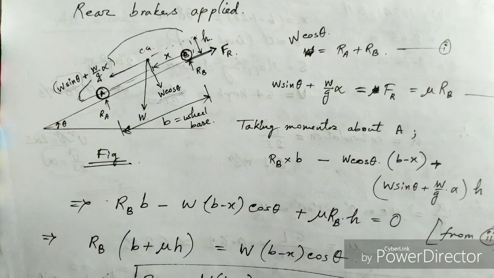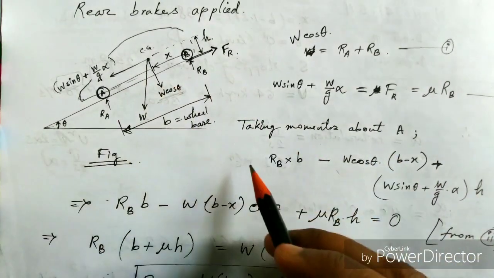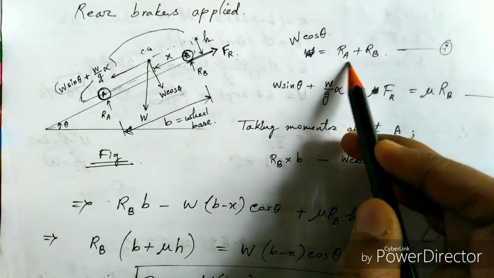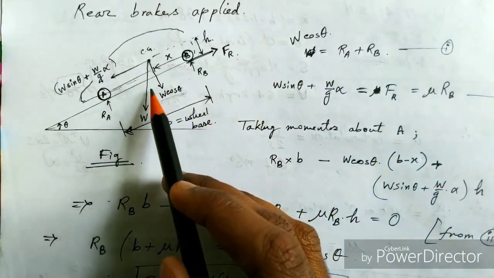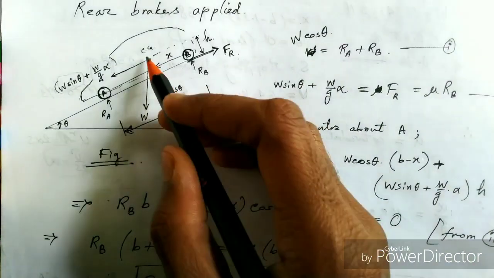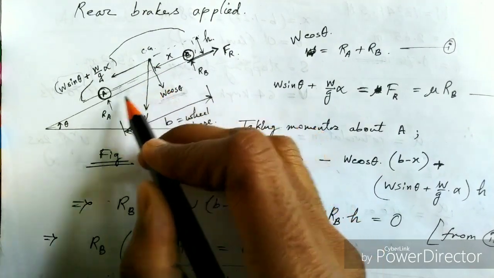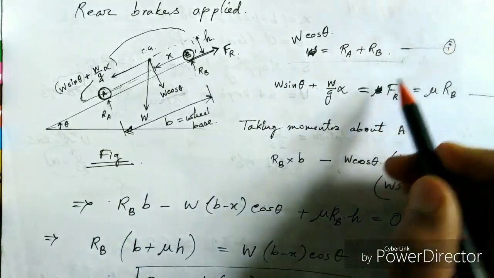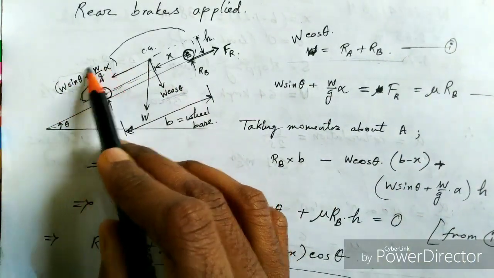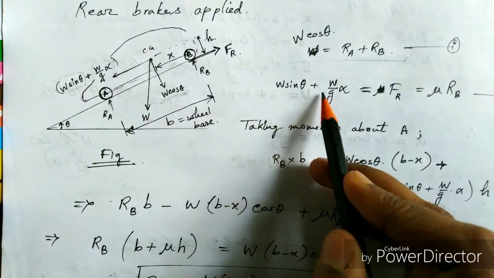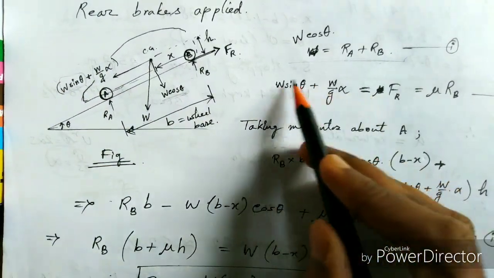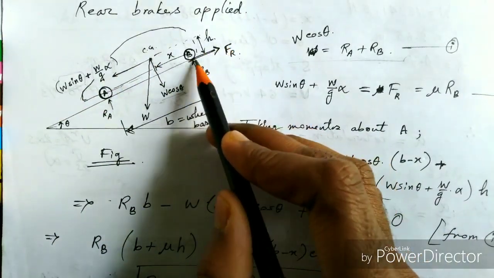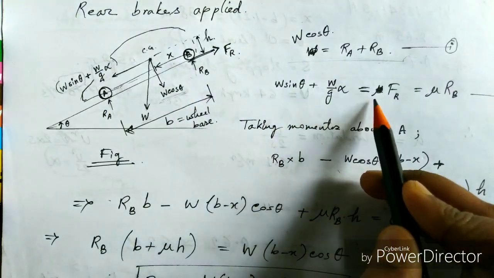Okay, now let us see what equations we can form from this figure. The first equation says W cos theta is equal to Ra plus Rb. Clearly you can see in this picture that W cos theta, which acts normally downwards on the slope, is balancing out this Ra plus Rb. So that's our first equation. Now the second equation: this force that I previously told you, W sin theta plus W by g into alpha, this whole summation that tries to pull the vehicle downwards along the slope is balanced out by this frictional force Fr. So this is equal to Fr.